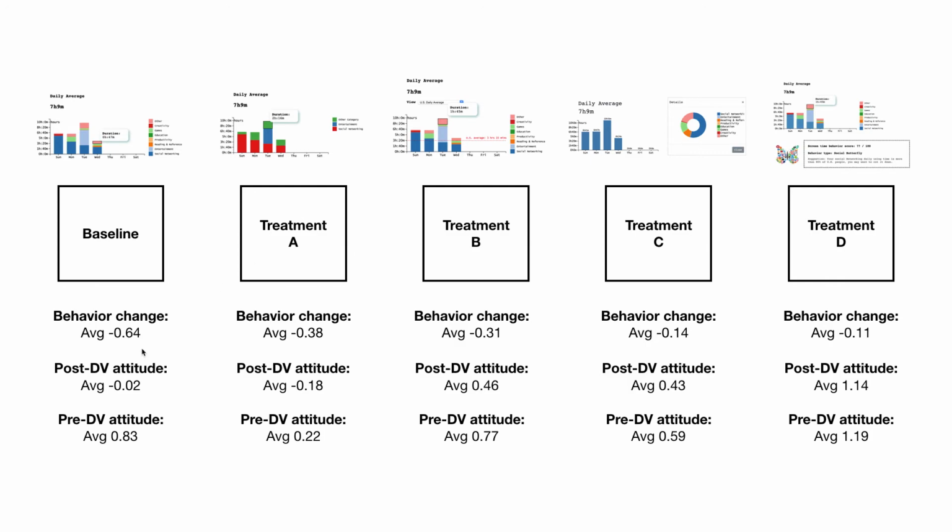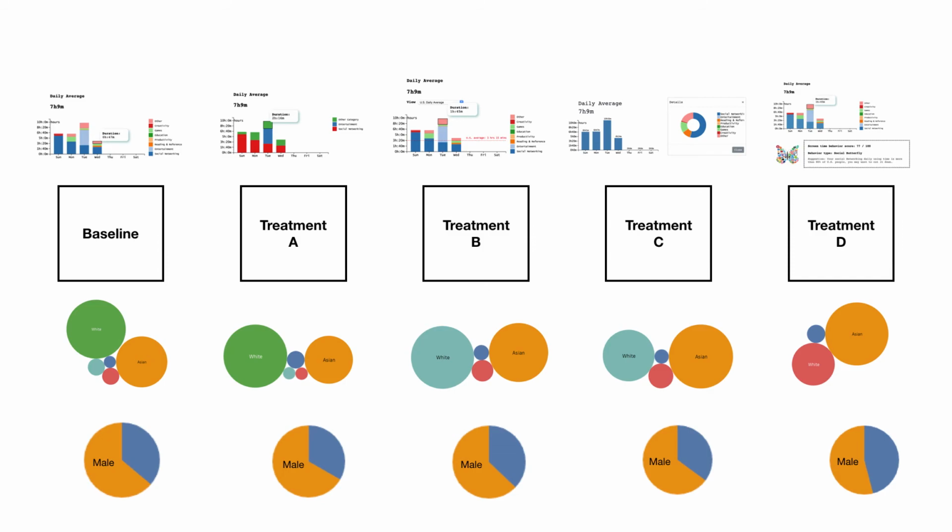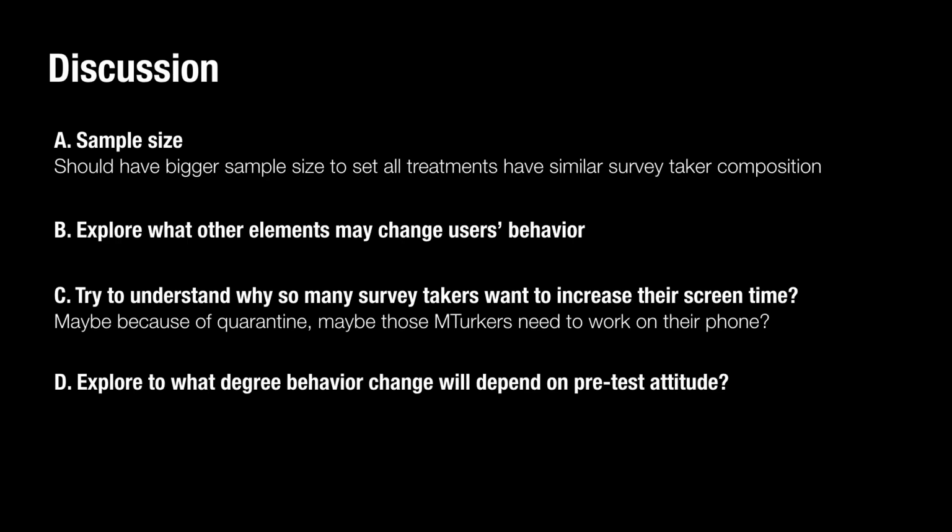Based on the post-data visualization score, treatment A works best to change behavior, and it aligns with the results of another survey question about which elements in the data visualization can change your behavior the most. The most popular answer is colors. For the gender and race distribution, we achieved balance across the different treatments. For future exploration, I should have a bigger sample size so all the treatments have similar pre-test conditions.